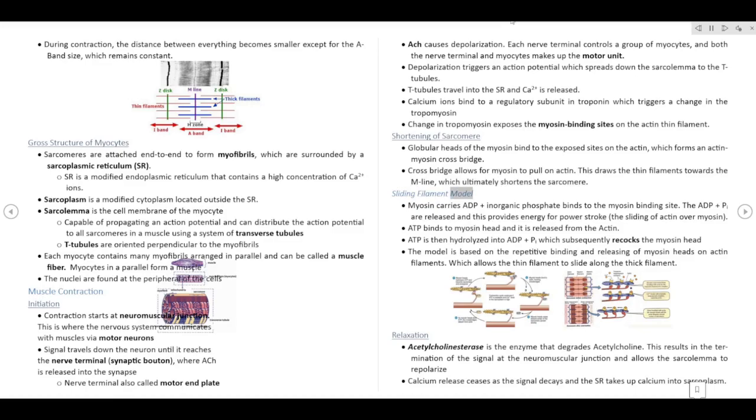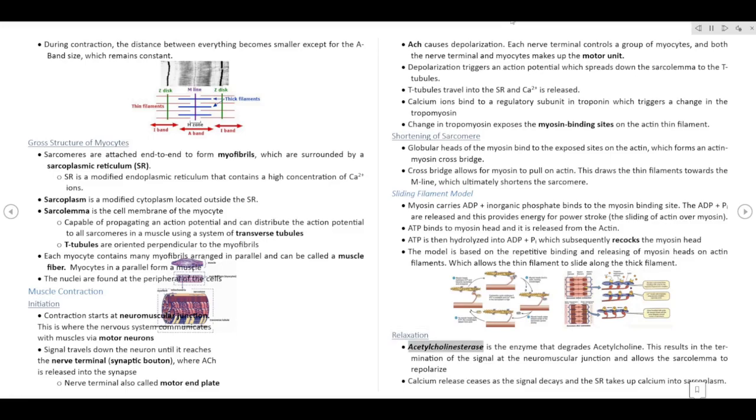Sliding filament model. Myosin carrying ADP plus inorganic phosphate binds to the myosin binding site. The ADP plus Pi are released and this provides energy for the power stroke, the sliding of actin over myosin. ATP binds to the myosin head and it is released from the actin. ATP is then hydrolyzed into ADP plus Pi, which subsequently recocks the myosin head. The model is based on the repetitive binding and releasing of myosin heads on actin filaments, which allows the thin filament to slide along the thick filament.